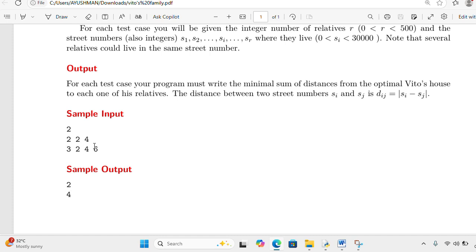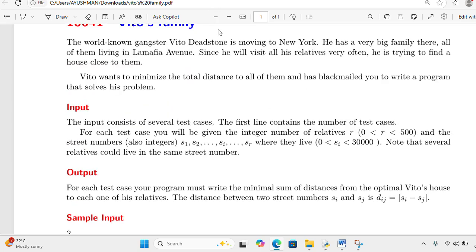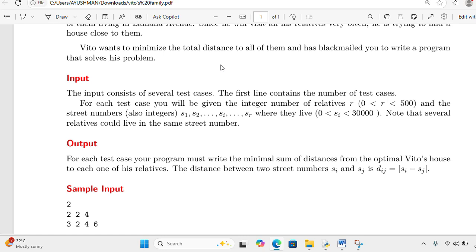In the first test case we have given the minimal distance as 2, and in the second test case we have given the minimal distance as 4. So this is all about the problem statement of Vito's family. Now let's see how the logic works.